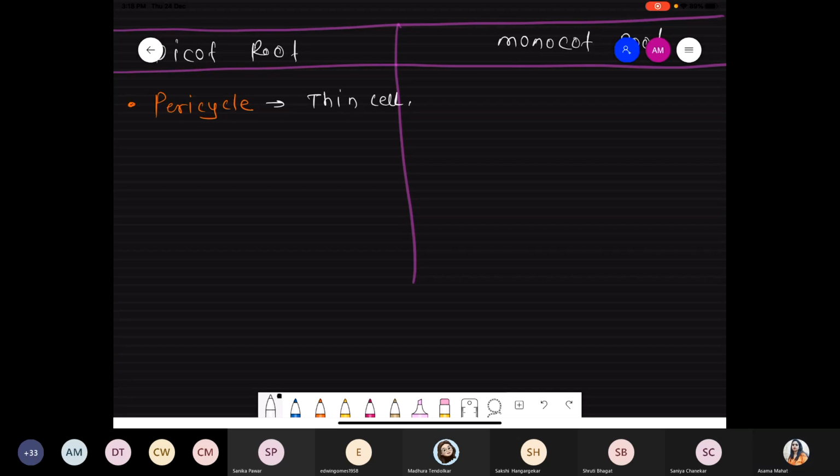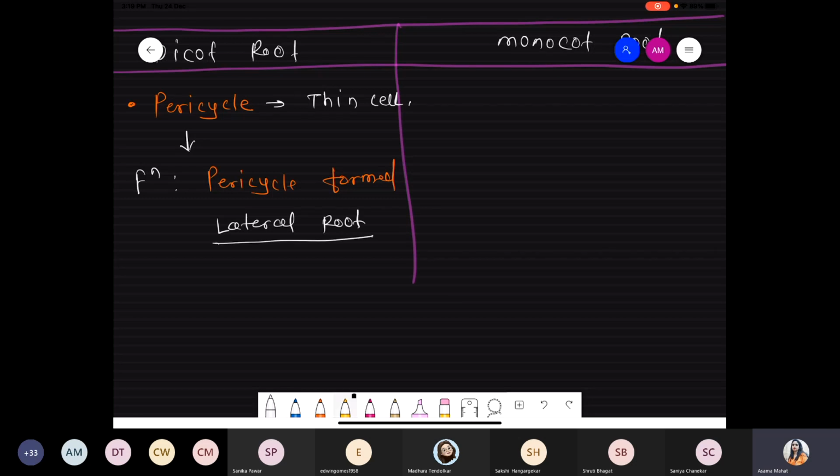Major function. What is the function of the pericycle? Neat favorite question. The function of the pericycle is that it is responsible for the formation of the lateral root. So the pericycle can form a lateral root. Who forms the lateral root? Remember, the pericycle forms the lateral root, and this information is the same for the monocot.